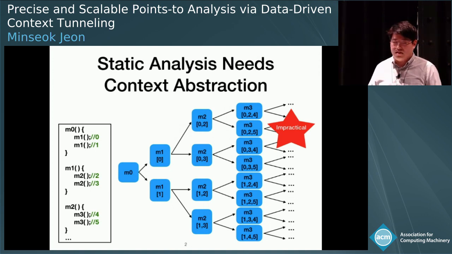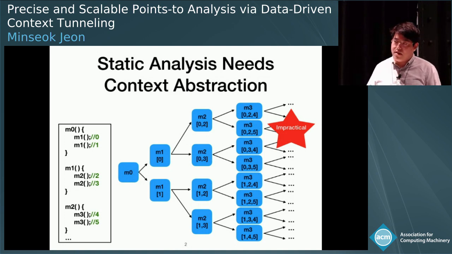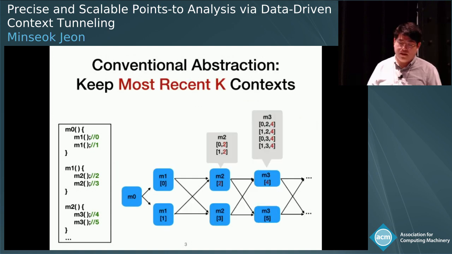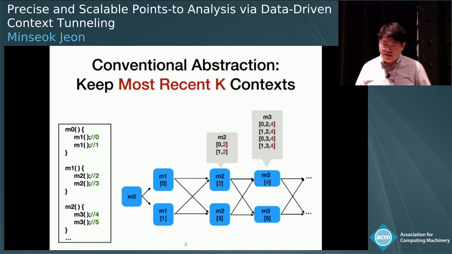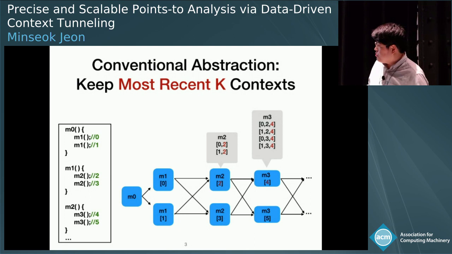Not only points-to analysis, static analysis needs context abstraction, because it is impractical to consider all the method calls separately. Without context abstraction, we should consider all the exponential cases of method calls. The widely chosen way is most-recent-k context abstraction. It keeps only the most recent k context elements. For example, method M2 here with context 2 means method M2 with context 0, 2, and 1, 2. Method M3 with context 4 means method M3 with context 0, 2, 4, 0, 3, 4, 1, 2, 4, and 1, 3, 4.